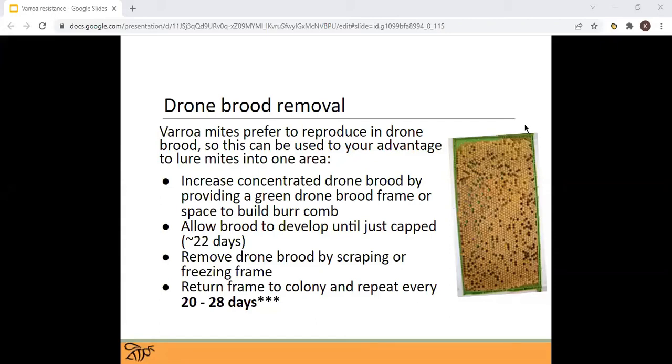I do want to caution you, though, against the higher end of that time frame. So we know from drone biology, drones take 24 days to emerge. So if you're leaving it for more than 24 days, you're running the risk of allowing those drones to hatch out before you come back and take it away. So that all of a sudden turns into not you controlling Varroa mites, but breeding Varroa mites and allowing them to grow even faster in your colony than they otherwise would have.